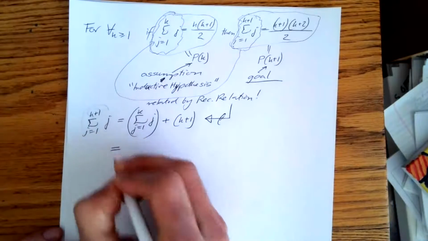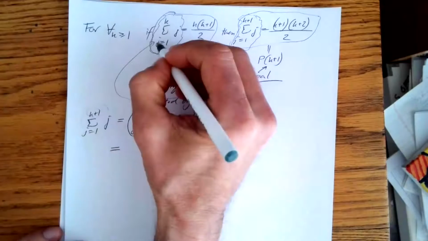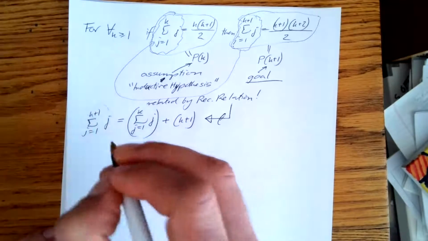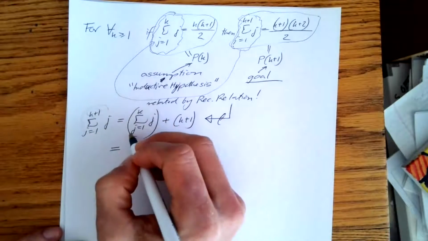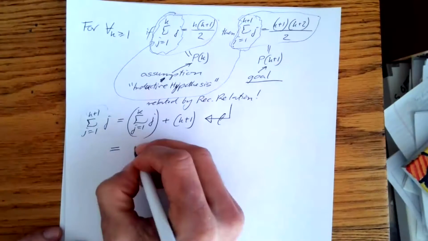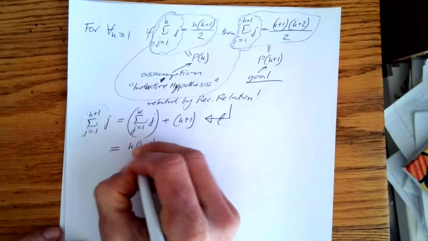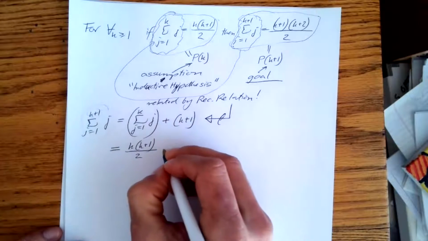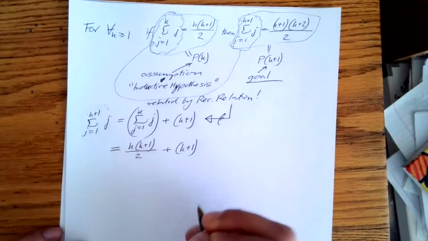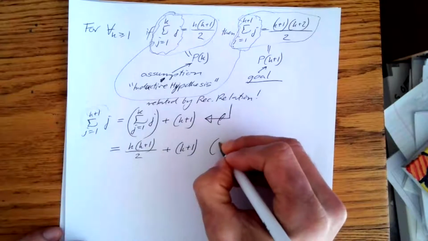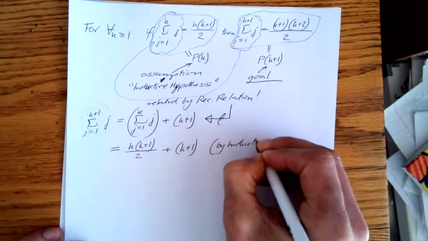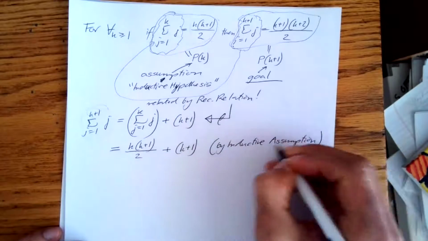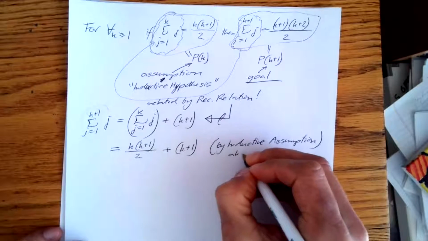Okay, and now it's very easy to use the inductive hypothesis. By the inductive hypothesis, you can assume that this expression is equal to this. So you can replace it by k plus 1 over 2. And you should not forget that there is this part hanging on, so you have to copy it. And how did you make it? Write it down: by inductive assumption, or hypothesis, aka hypothesis.